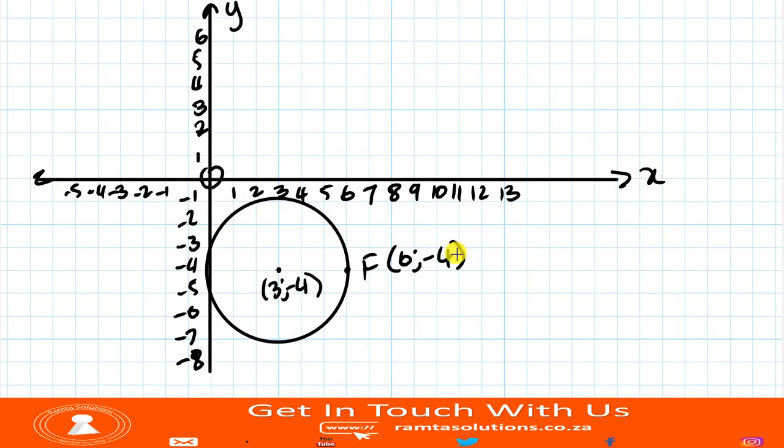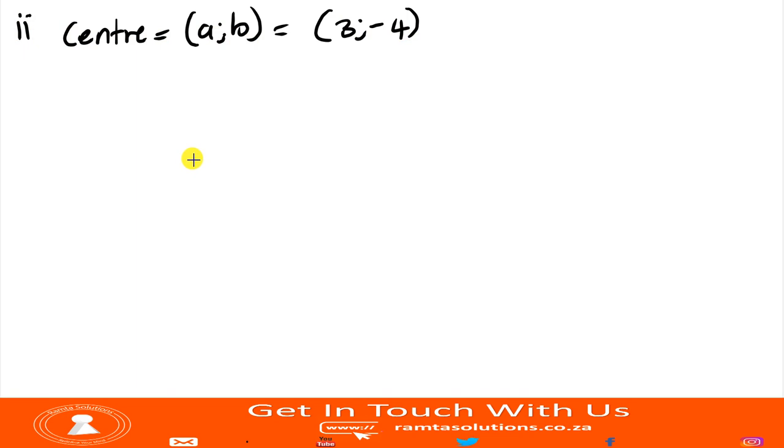So our center is 3 and -4, right? Roman figure 2, our center is 3 and -4. What does this mean? Remember guys, center is A and B. But here, what is it? It is 3 and -4. Happy? I hope this helps. So it is 3 and -4.